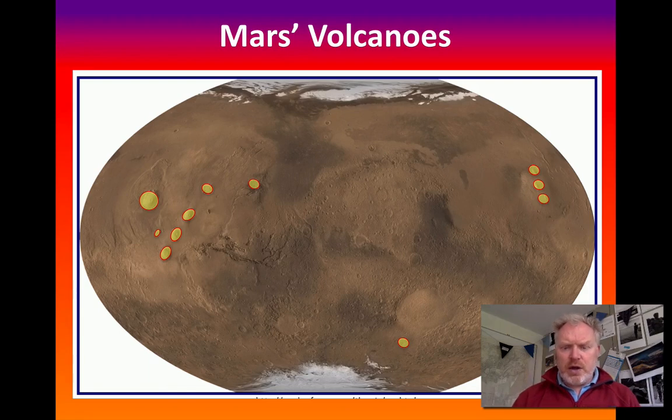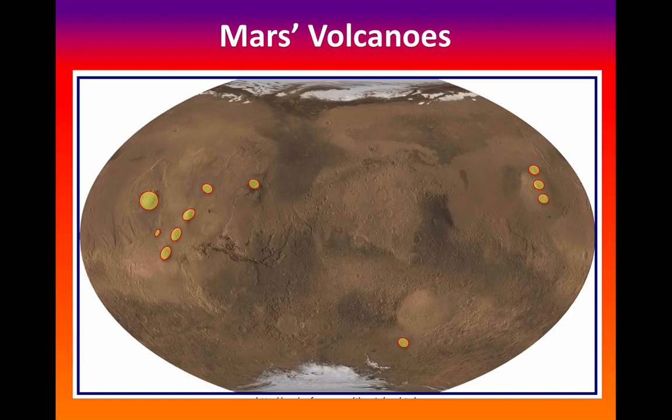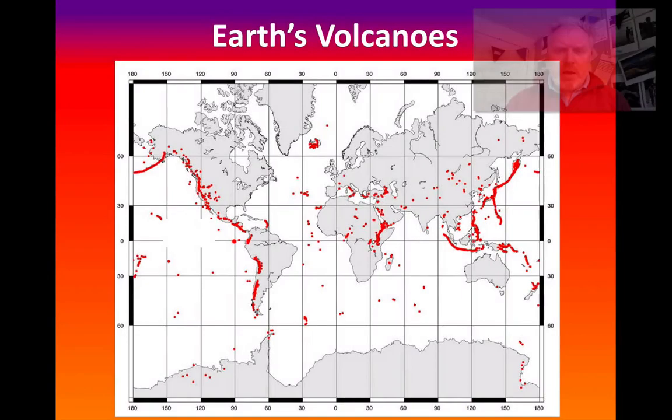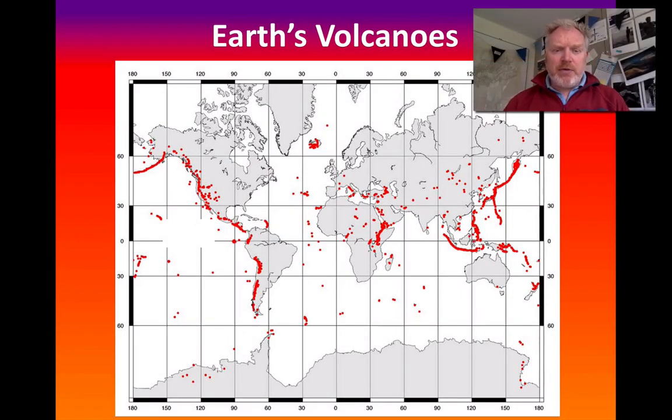Let me show you a comparison of Earth. If we compare this with a map of Earth, we'll see that it's a very, very different picture. The most obvious difference, looking at this, is just the sheer number of volcanoes. On Earth, we have maybe 600 active volcanoes at present. This particular map shows us the active ones and also the ones that have been active in the fairly recent geological past.